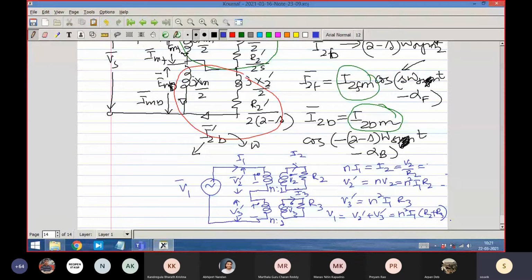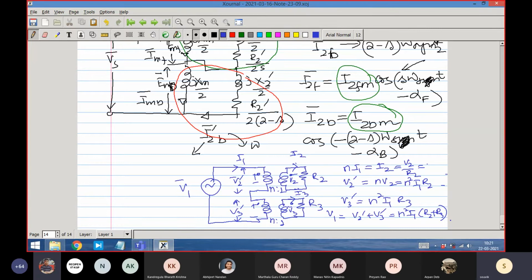Suppose you are sitting on the rotor and looking at the rotor current. There you will see two components of current, I2F and I2B. I2F is changing as a function of time with a frequency s omega s, and the other one is changing with a frequency of (2 minus s) omega s. That is what you will see. You will not see one constant frequency. There are two frequencies in the current waveform.